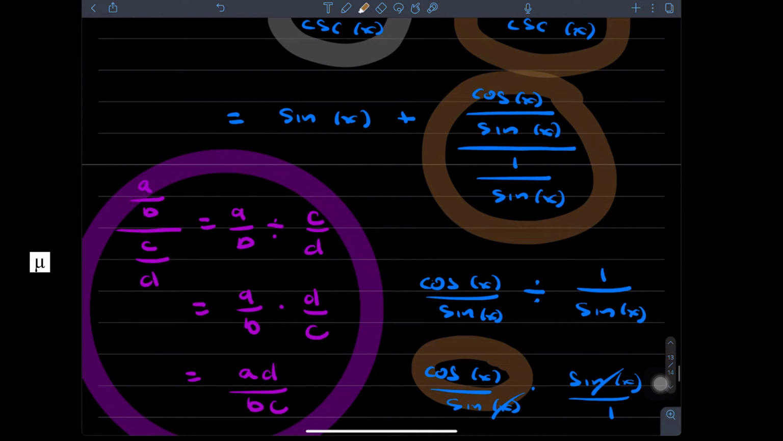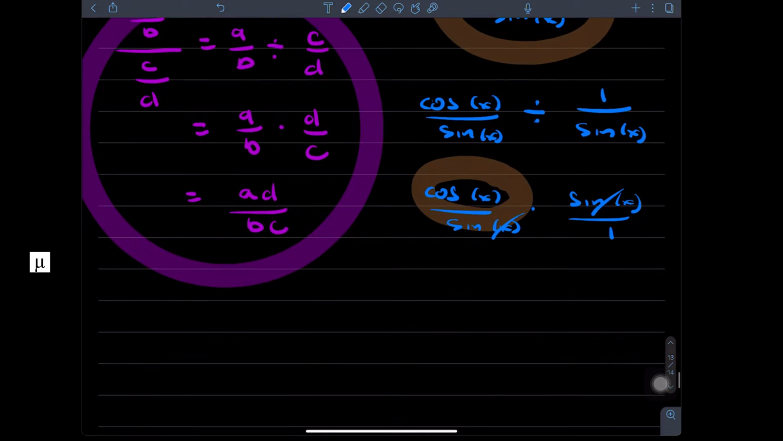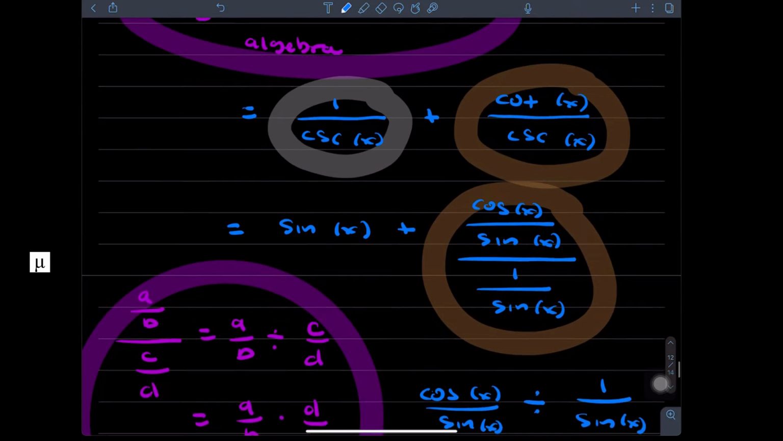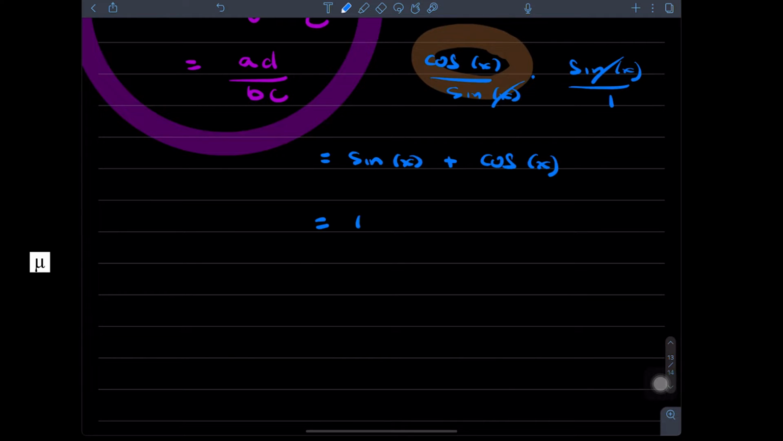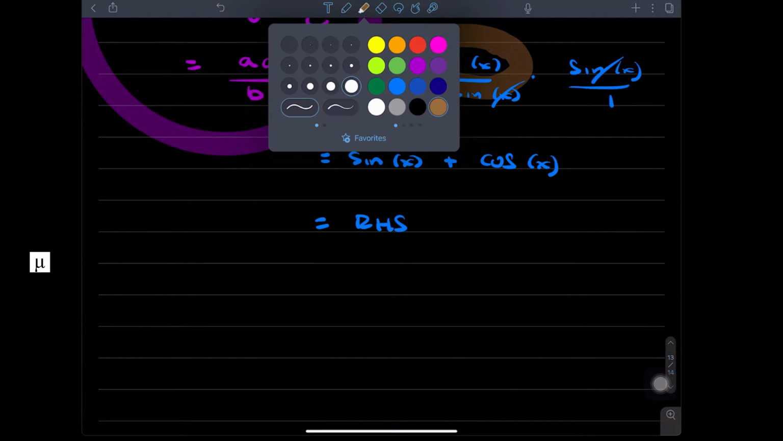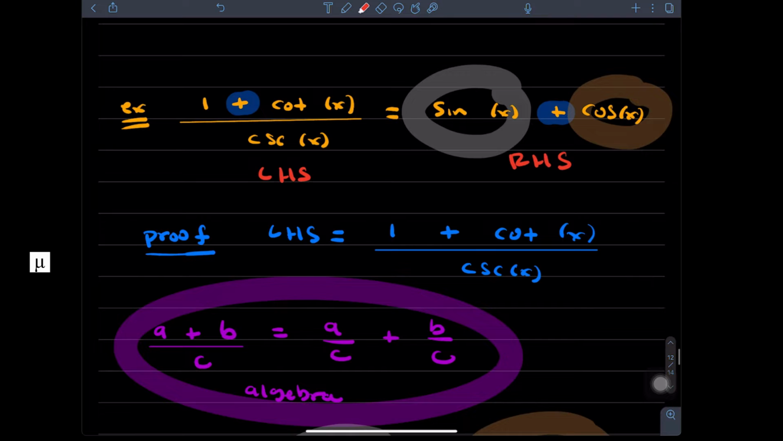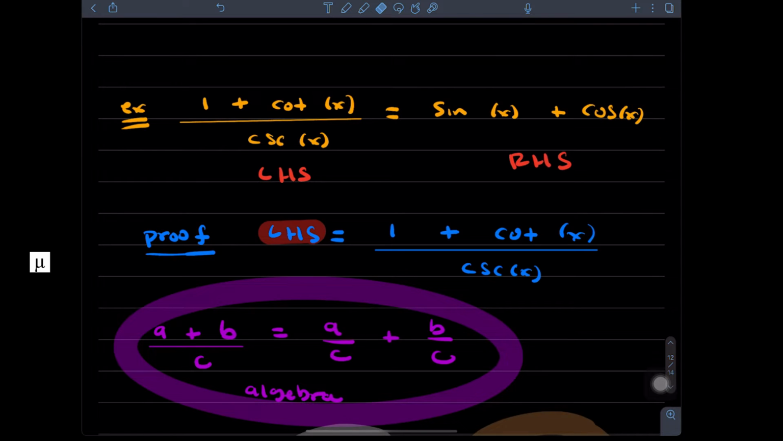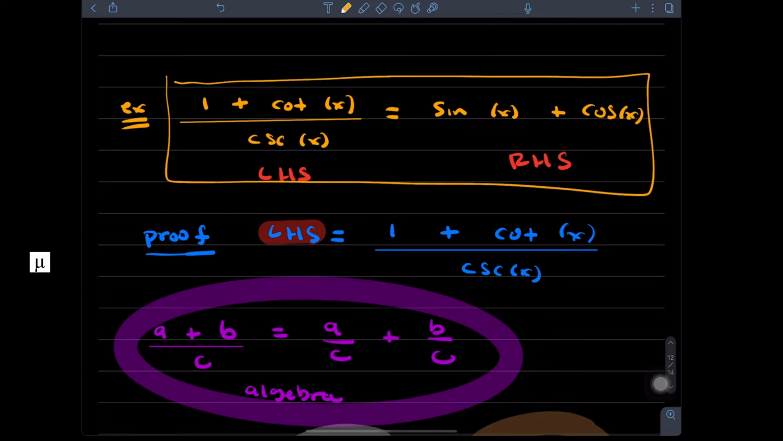Okay, so what you're showing now here is you have sine plus cosine. We say this is the right-hand side. So we showed left side equals what? Right side. So now, because left side equals right side, we proved that this identity is valid, and that's the whole thing. Pretty good stuff.